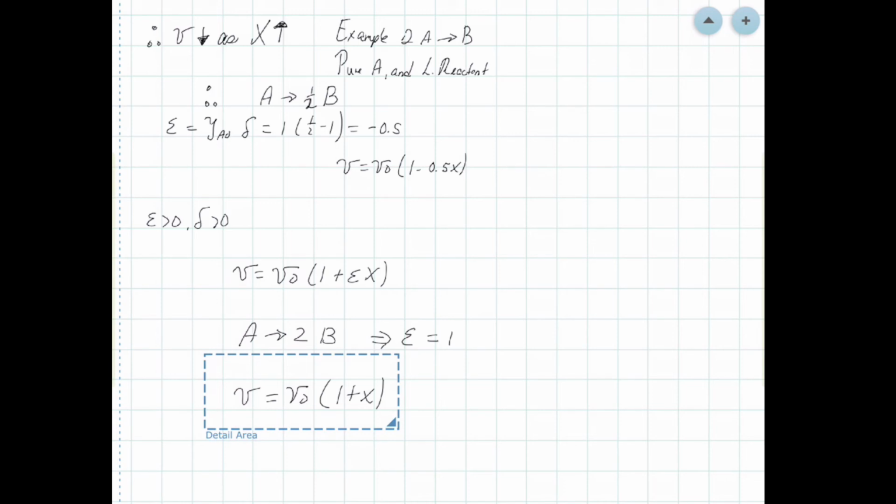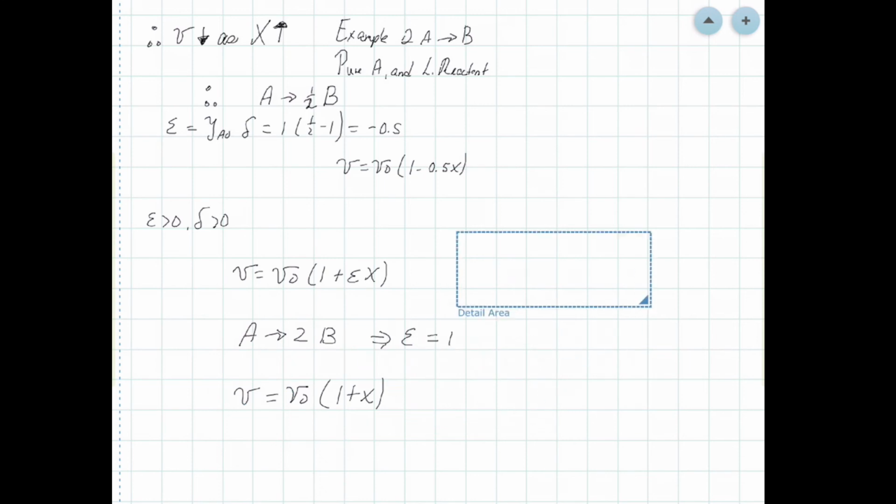Here you can notice that the volumetric flow rate will be increasing as the conversion increases too. So in this case, the molecules or the reactants will spend less time in the reactor than they would if the volumetric flow rate were constant. Typically they are going to be traveling faster than in the other examples that we have seen.